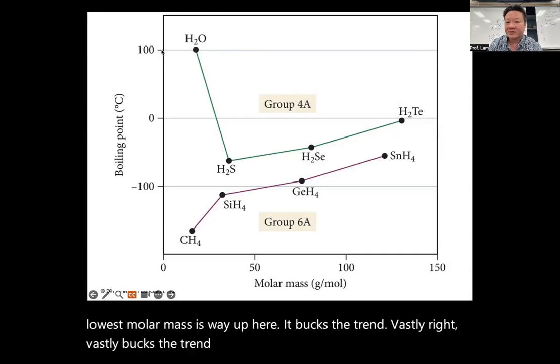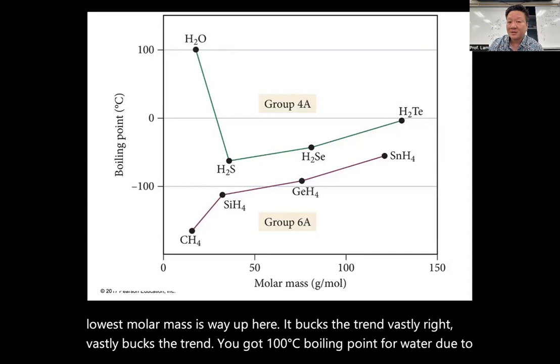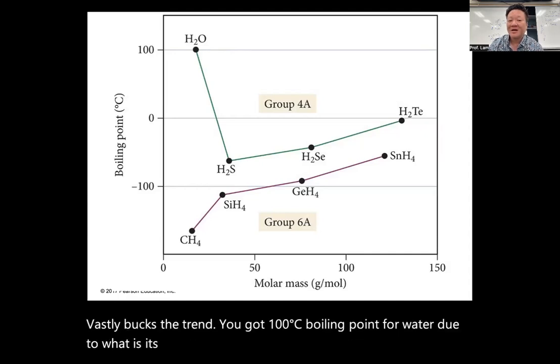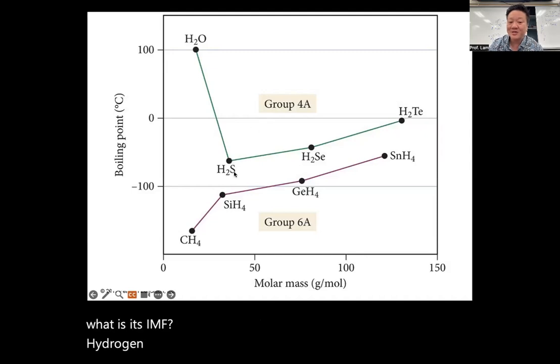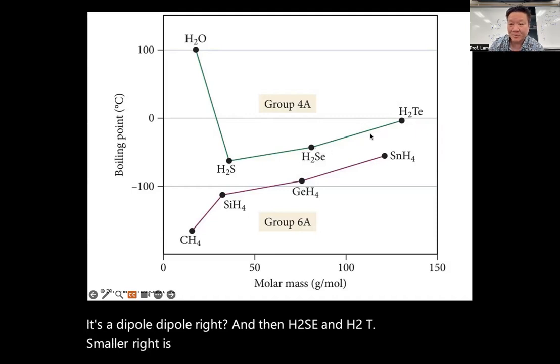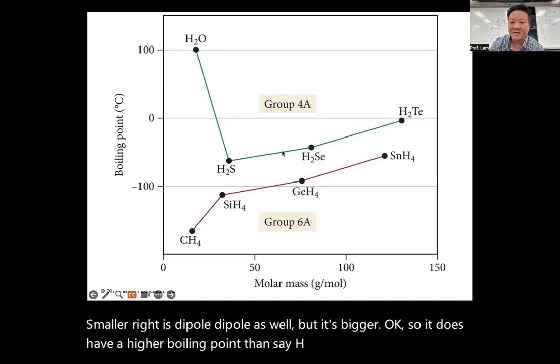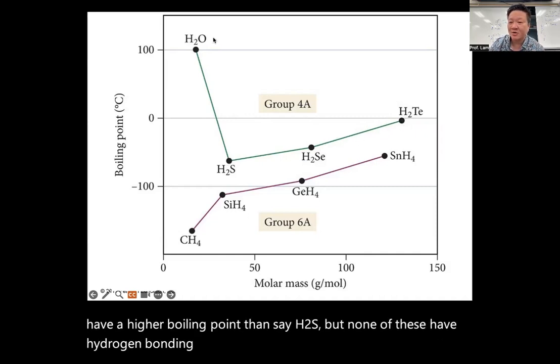You've got a 100 degrees Celsius boiling point for water, due to what? What is its IMF? Hydrogen bonding, right? H2S does not have hydrogen bonding. It's a dipole, right? And then H2Se and H2Te are dipoles as well, but bigger. So they do have a higher boiling point than, say, H2S. But none of these have hydrogen bonding, right? It's only H2O, because it has the OH bond.